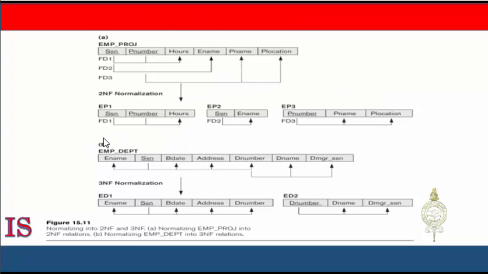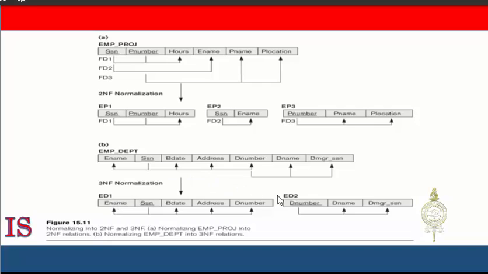As you can see in this figure, we can normalize employee department by decomposing it into two third normal form relations, ED1 and ED2. Intuitively, we see that ED1 and ED2 represent independent entity facts about employees and departments. A natural join operation on ED1 and ED2 will recover the original employee department relation without generating spurious tuples.